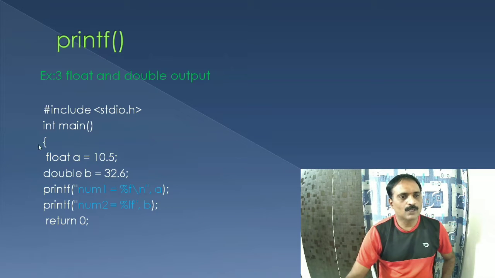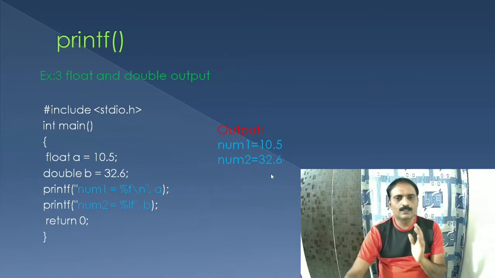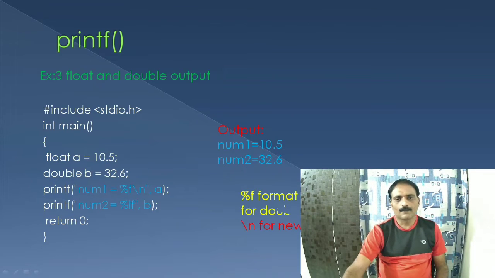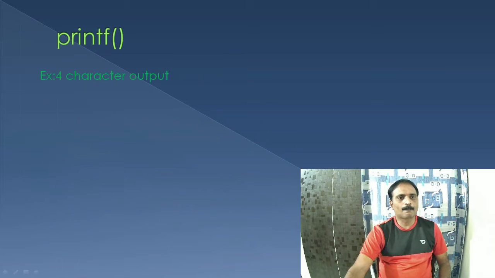So return, as we have used int main here, we have to return 0. Once we run this program, we are going to get the output as num1 equal to 10.5 and num2 equal to 32.6. So here %f is the format specifier for float and %lf is the format specifier for double values, and \n is used for the next line or new line.